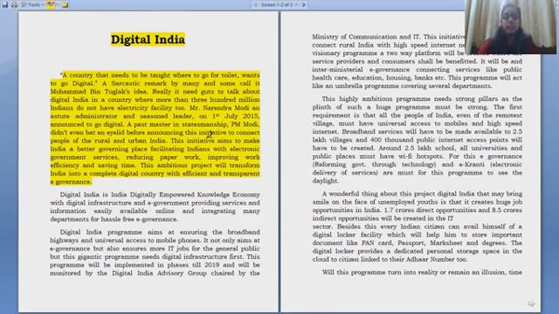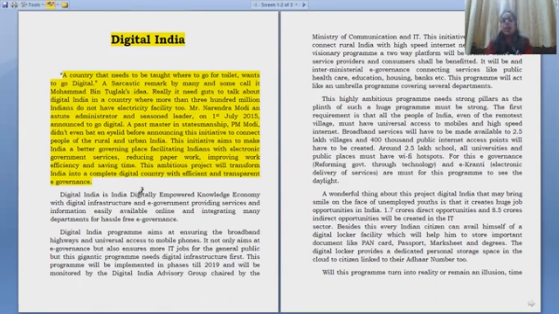And seasoned leader on 1st July 2015 announced to go digital. A past master in statesmanship, Prime Minister Modi did not even bat an eyelid before announcing this initiative to connect people of rural and urban India. This initiative aims to make India a better governing place, facilitating Indians with electronic government services, reducing paperwork, improving work efficiency, and saving time. This ambitious project will transform India into a complete digital country with efficient and transparent e-governance.